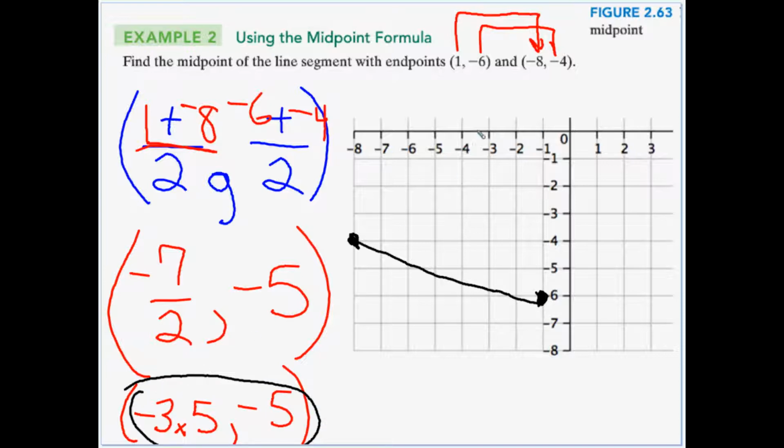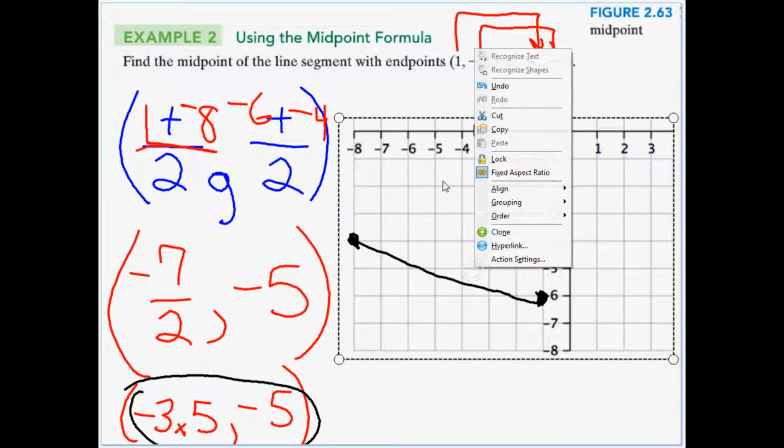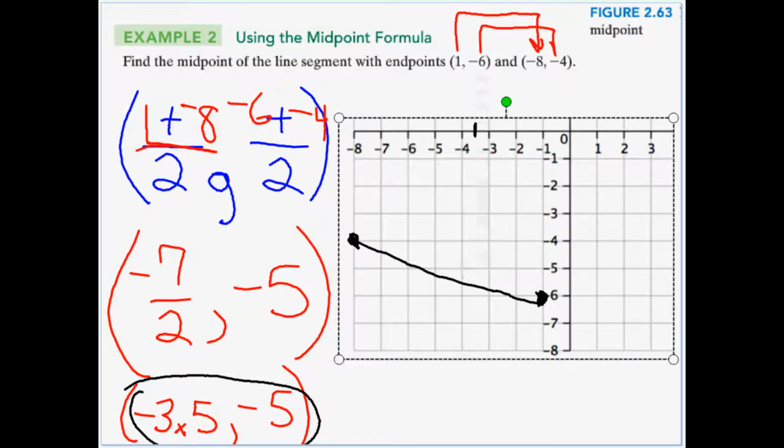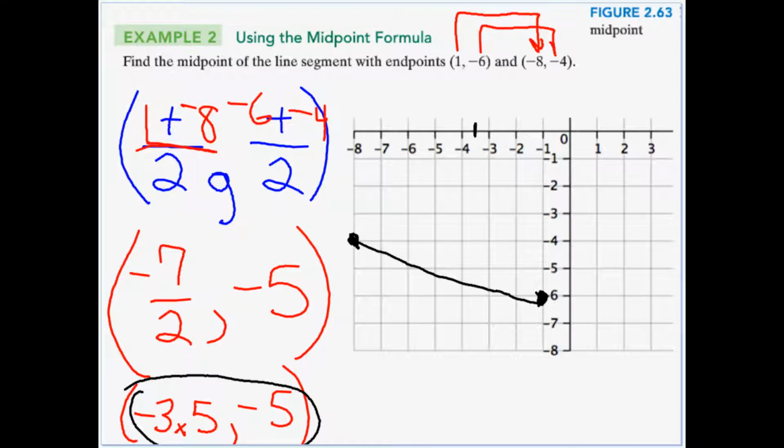Negative 3 and a half would take me to about here, and then down 5. Ooh, my line is pretty far off. Let me get over that. I am going to bring out that line tool. There we go. Let me get rid of this. So if I connect my endpoints, aha, now it looks a little better.